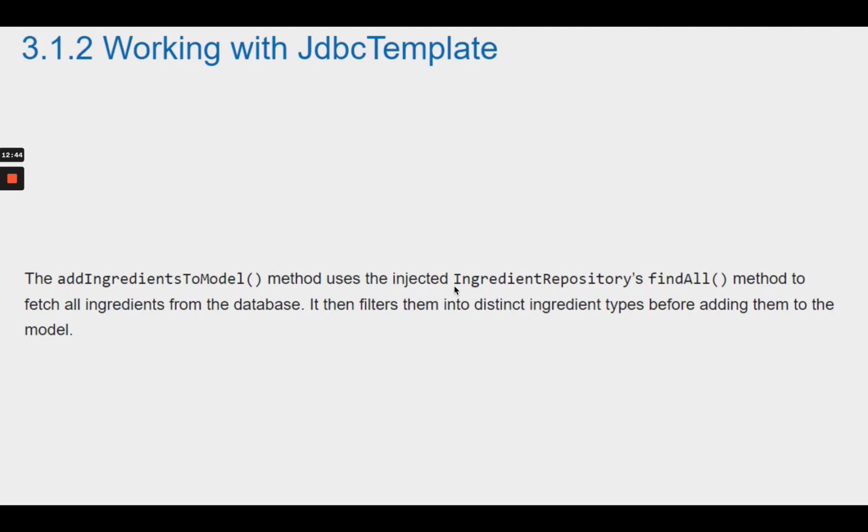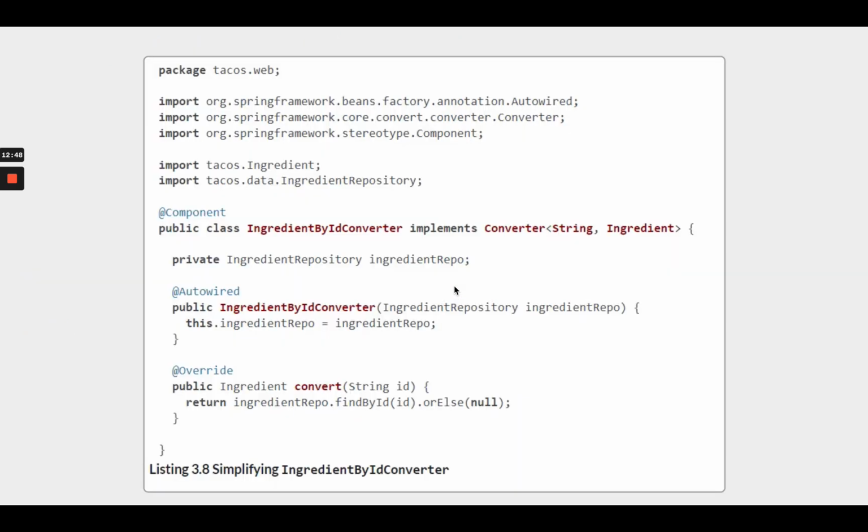It then filters them into distinct ingredient types before adding them to the model. Now that we have an ingredient repository from which to fetch ingredient objects, we can also simplify the ingredient by ID converter that we created in Chapter 2, replacing its hard-coded map of ingredient objects with a simple call to the ingredientRepository.findById method, as shown next.